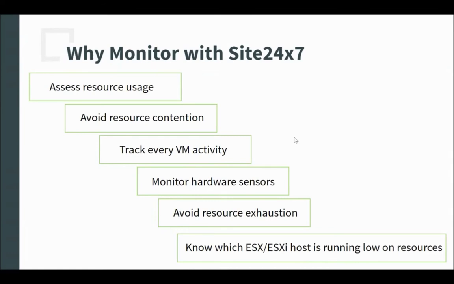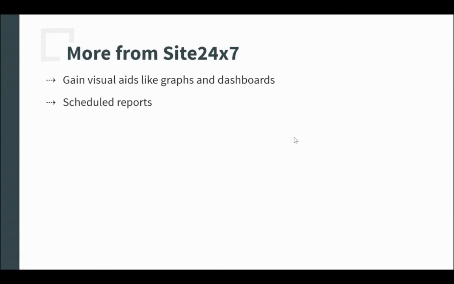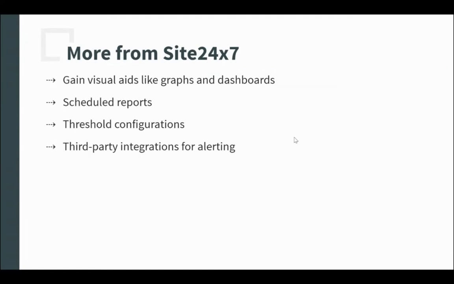Let me tell you the other benefits Zilker gets by using Site 24/7 VMware Monitoring. Not just the performance metrics, Zilker gains visual aids like graphs and dashboards as well as timeline-based views for monitoring. Scheduled reports, threshold configurations, and third-party integrations are some of the other features that Site 24/7 offers. With threshold configuration and third-party integrations, they receive timely alerts on issues like almost depleted resources and imminent downtimes through different channels of their choice.